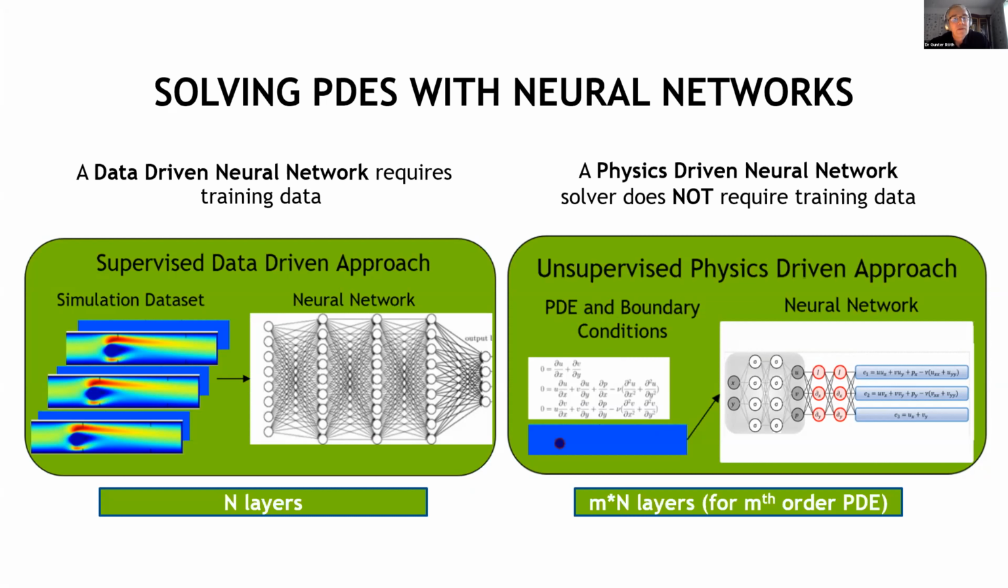Here on the left, we see the normal supervised data-driven approach. Here we train a network with the simulation data, and then we have some labeled output data. This is how we train the network, by minimizing the error between the computed and the desired output.